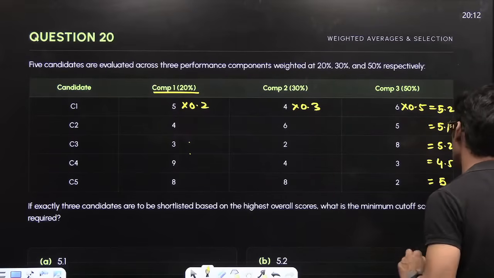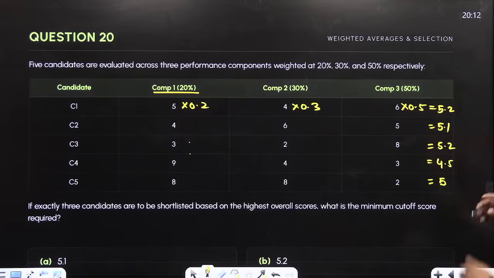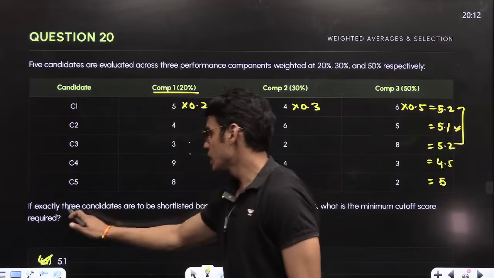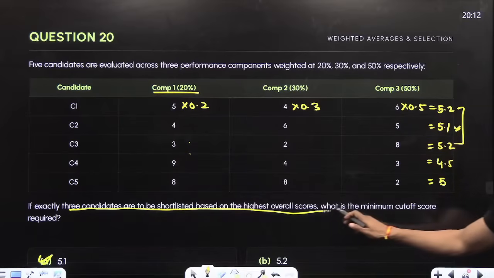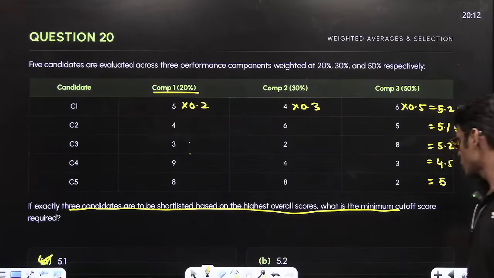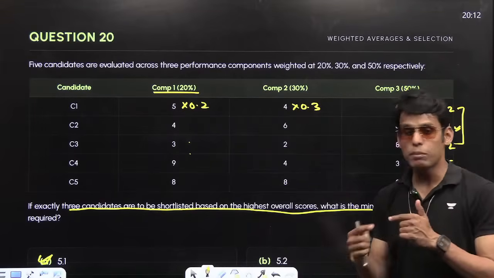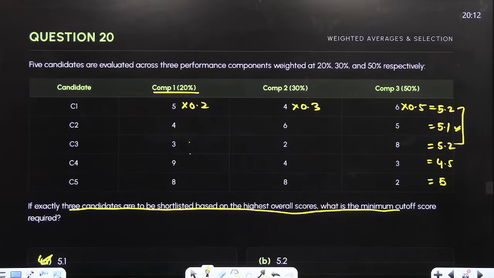5. So just see, if you take the cutoff as 5.1, you will get 3 learners, right? And that is what was asked. So 5.1 is the correct answer. If exactly 3 candidates are to be shortlisted based on the highest overall score, what is the minimum cutoff score? So 5.1 is going to be the score. If you keep the cutoff as 5, then you will have 4 learners getting selected, right? So 5.1 is the correct answer.